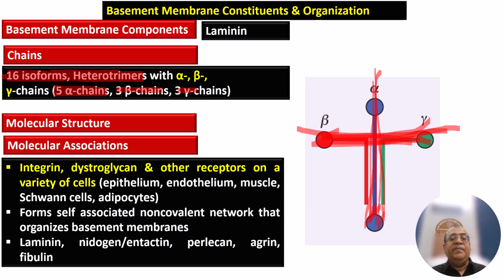The molecules associated with laminin are integrin, dystroglycan, and other receptors on a variety of endothelial, epithelial, muscle, Schwann cells, and adipocytes. They form a self-associated non-covalent network that organizes the basement membrane. The other molecular associations are with other laminins. They bind with the other laminin, nidogen, entactin, perlecan, agrin, and fibulin.